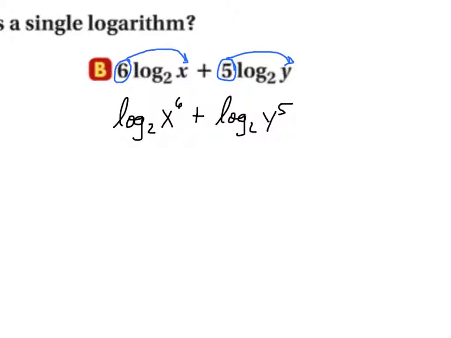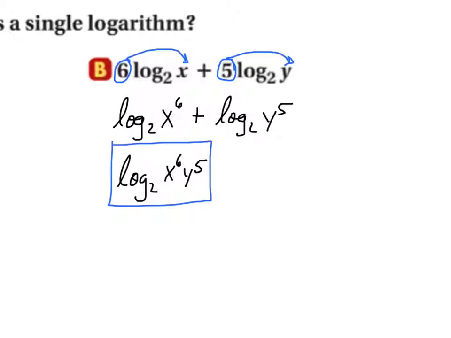I bring them together using multiplication. This is log base 2 of x to the 6th, y to the 5th. That's my answer. Now, if I wanted to, I could have written that using parentheses: log base 2 of, in parentheses, x to the 6th, y to the 5th, but you wouldn't have to do that. It's like extreme grouping. That's exactly what it is. Extreme grouping. Okay?